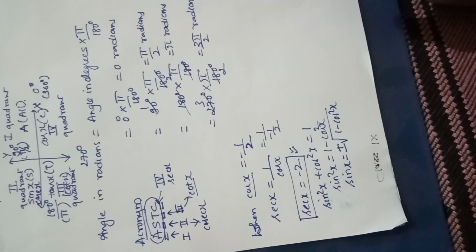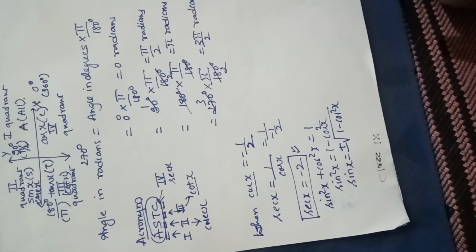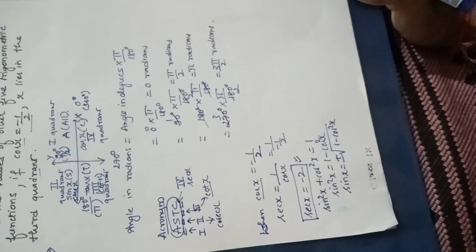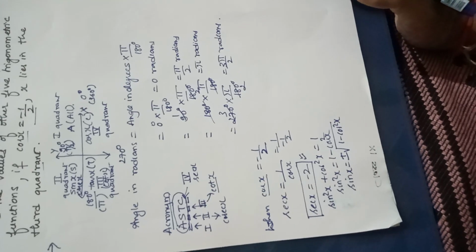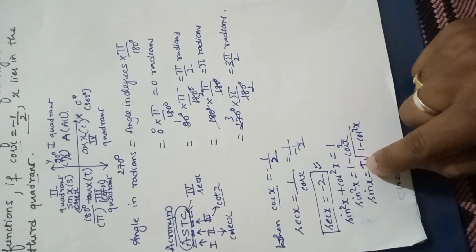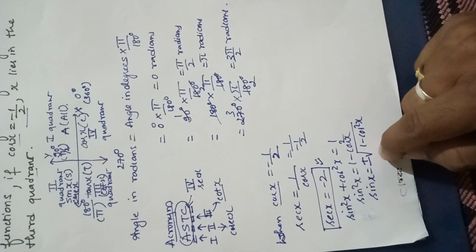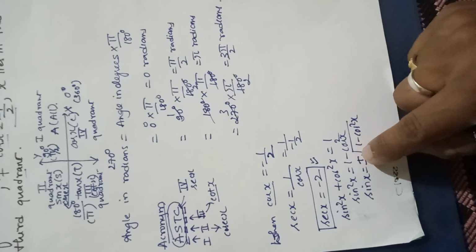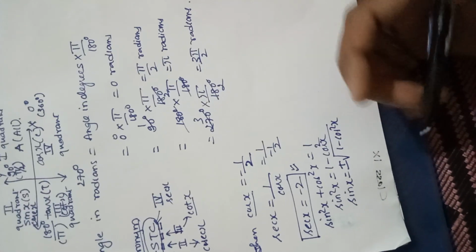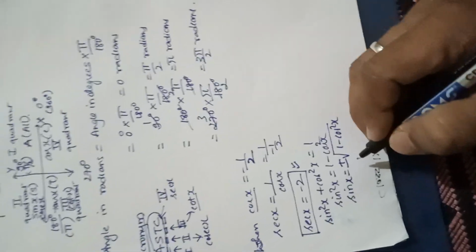There we did not consider it because all the trigonometric ratios which we learned were supposed to be positive, because we had taken the values of angle from 0 to 90 degrees, where all the trigonometric ratios are positive. But here, because we are talking about the second quadrant, third quadrant and the fourth quadrant, there is a possibility of the sign being negative. So that's why we'll write plus or minus.